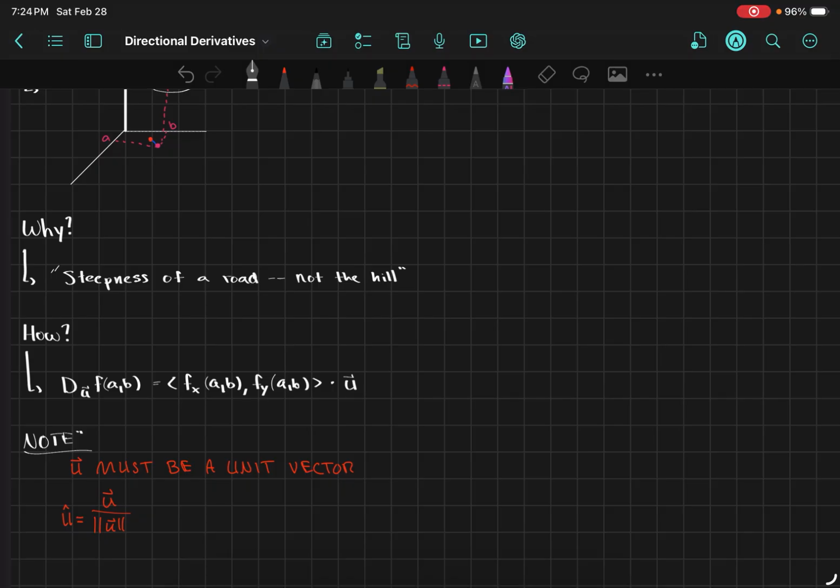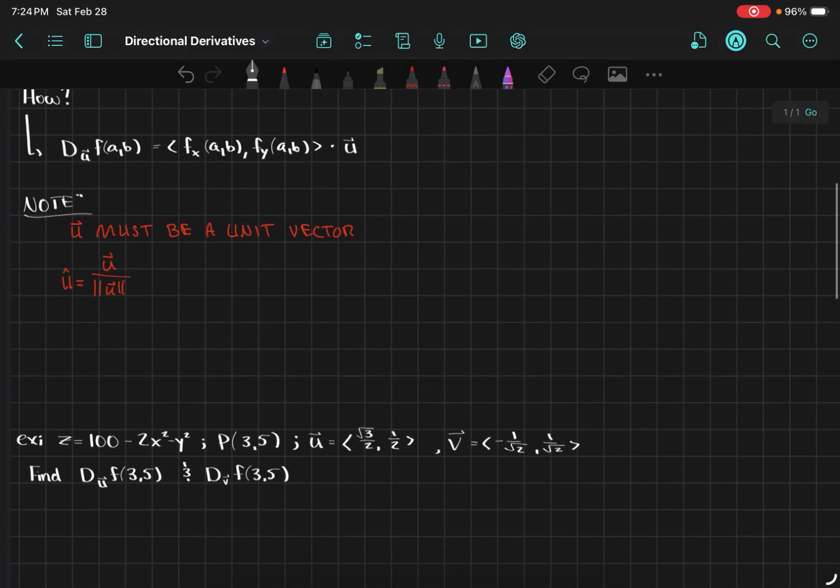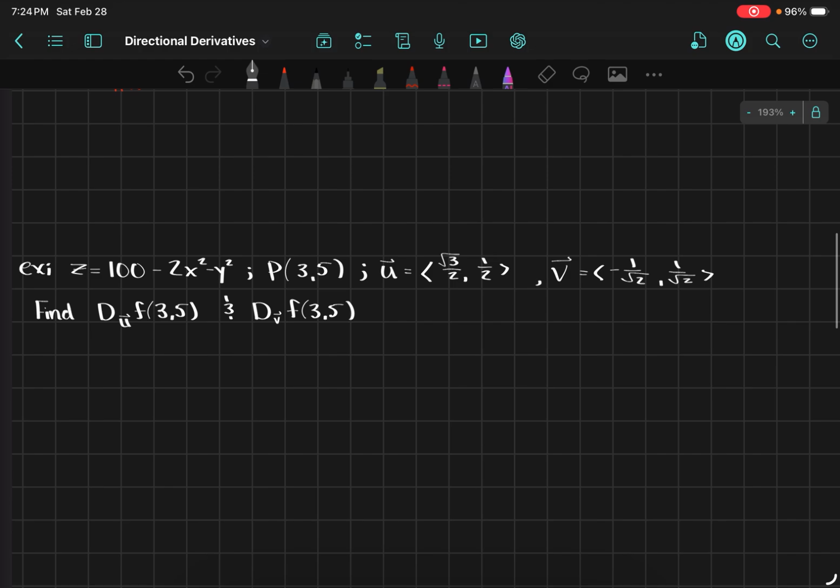So let's just go ahead and get into an example. Our example given here is z equals 100 minus 2x squared minus y squared at the point P (3, 5) with the vectors u, root 3 over 2, 1/2, and vector v, negative 1 over root 2, 1 over root 2. And we are asked to find the directional derivative of our f at the point (3, 5) in the direction of u, and conversely, the directional derivative of f at (3, 5) in the direction of v.